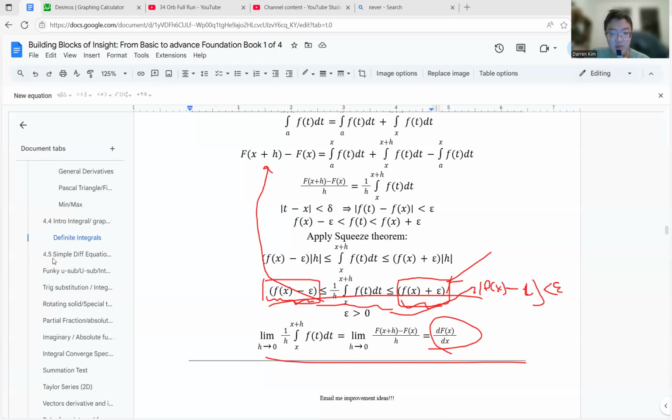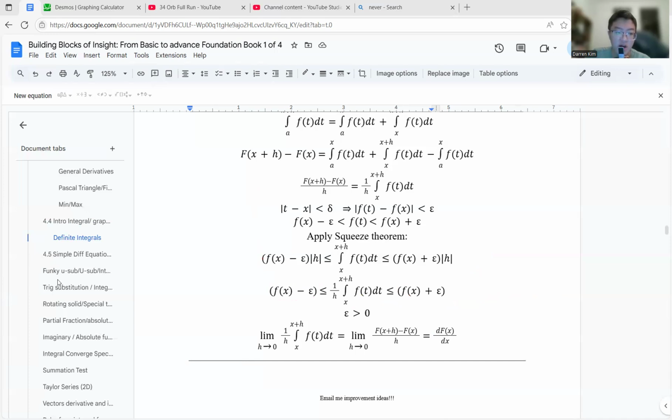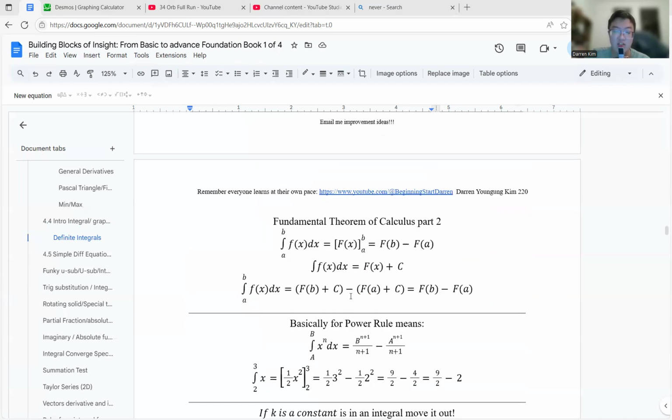But that's not enough because we have to get rid of the plus C for the finite. So how do we get to that? That's the fundamental theorem of calculus number 2, where we see that if this is true, you just plug it back in and we see b, we plug b, okay, we plug a, we realize that C cancels out basically. That's the fundamental theorem of calculus part 2.